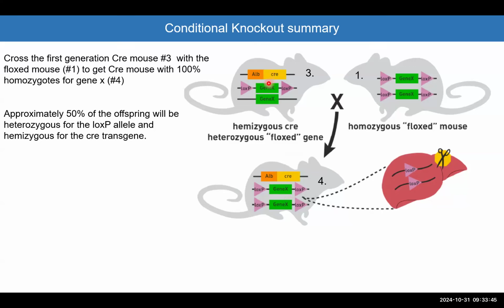Also, there's a chance that this doesn't have the Cre and this has a Cre, so there's a 50% chance that you get that Cre. This mouse is now expressing Cre under the control of albumin only in the liver cells, and the gene X is going to be deleted in this mouse. Okay? Now, the issue here is that this is not an inducible Cre. This is just a tissue-specific Cre.